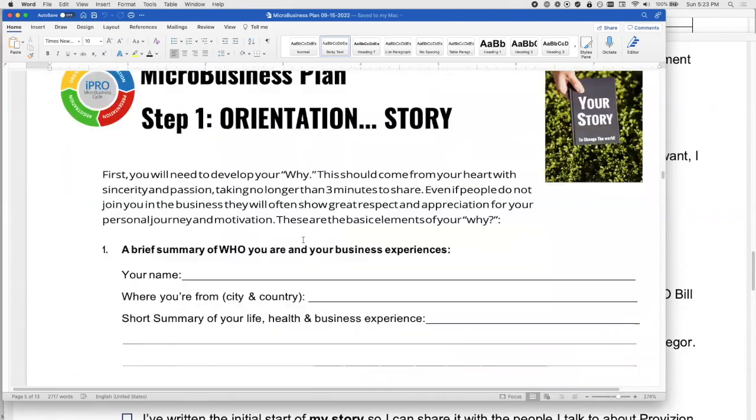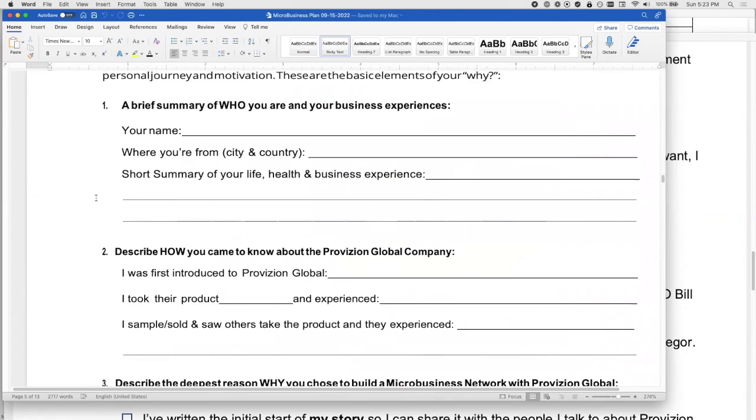So first is your story. We want you to give a brief summary of who you are and your business experience, your name, your city. Fill this out. This will be a short story that you can tell every time in the exact same way because you've written it out and you've practiced it. You should be able to give this in 15 minutes or in about a minute. Depends on how much time you have with the person you're talking to, but you want to become very comfortable with telling your story.